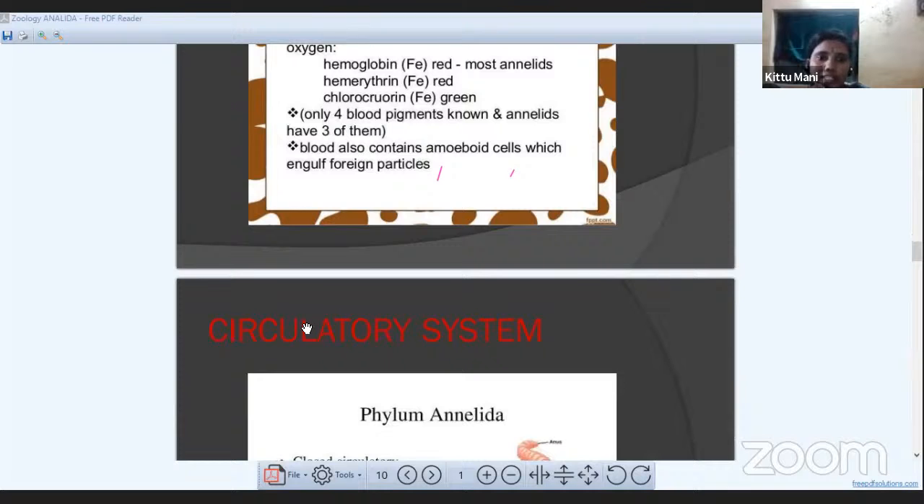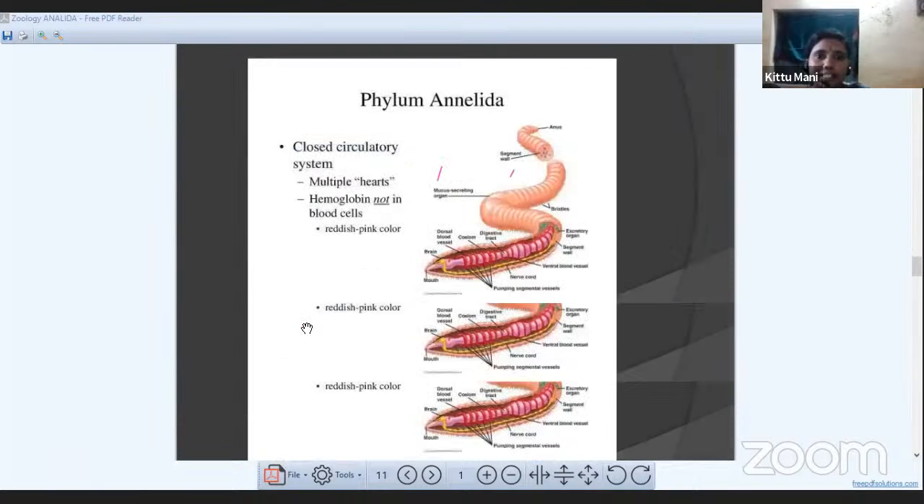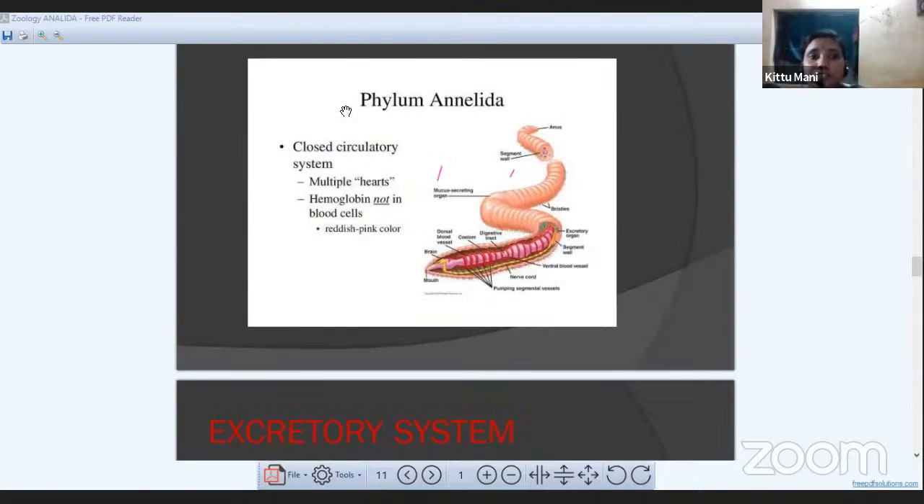Okay. Next, we enter into the circulatory system. What is it, students? Circulatory system. Here, which type of circulatory system do we observe in the phylum Annelida? The closed circulatory system. Circulatory systems are of two types. We already discussed open type and closed type. Open type circulatory system means what, students? The blood does not flow in vessels, it is freely floating in the body. That type of circulation is called open type.